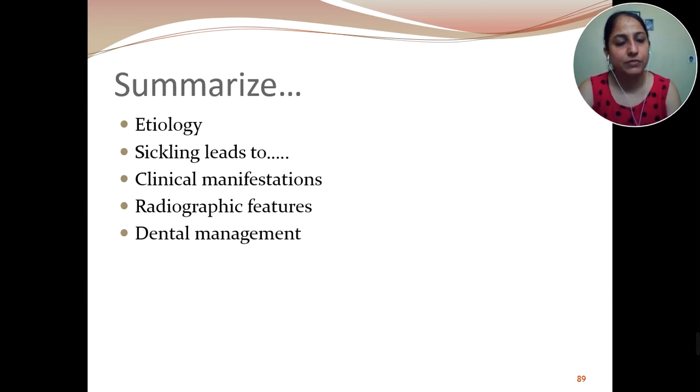Thus, to summarize, if you have a question on sickle cell anemia, we need to write the etiology. Sickling, what can sickling lead to? That is difficulty in circulation, accumulation of these sickle cells in a particular region, clinical manifestations, radiographic features and dental management.